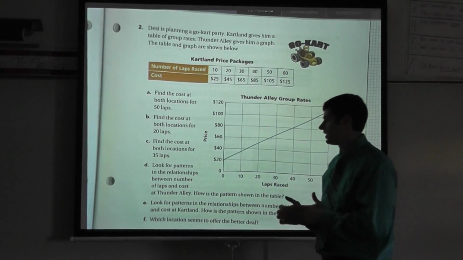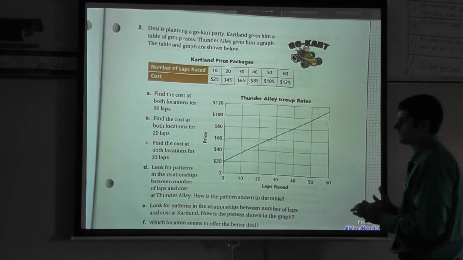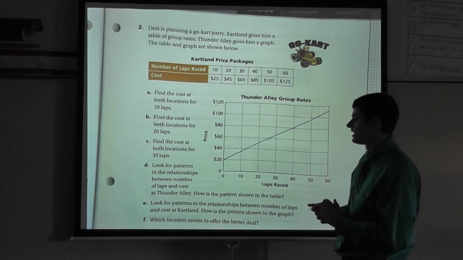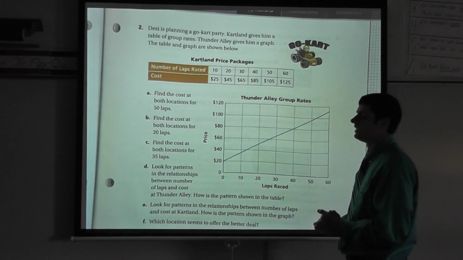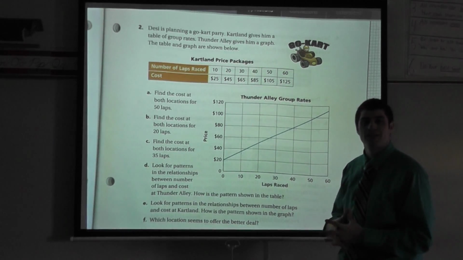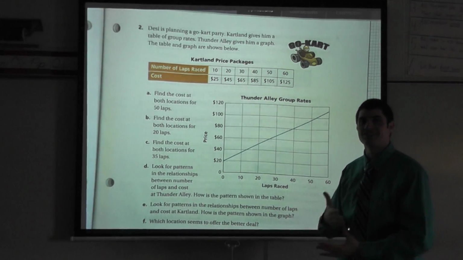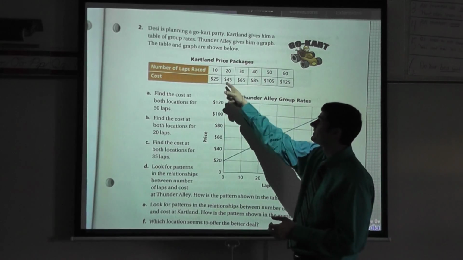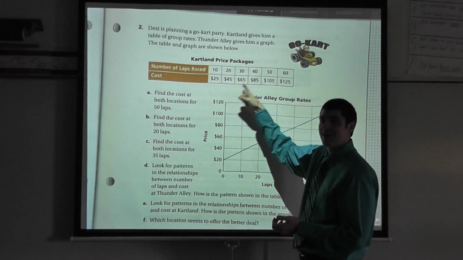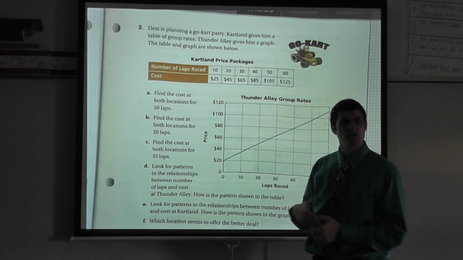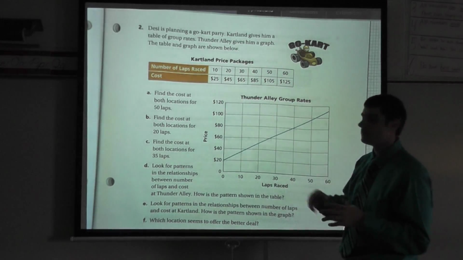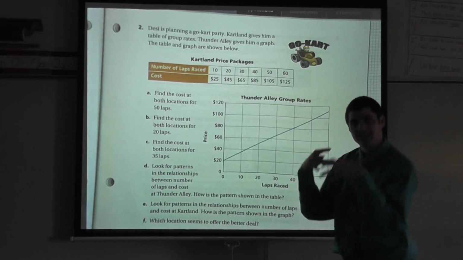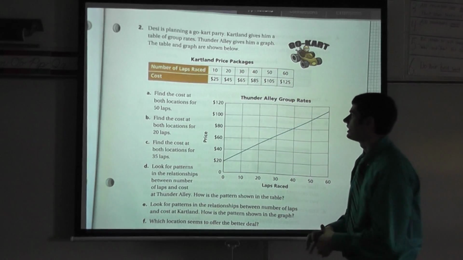Alright, question D. Look for patterns in the relationships between the number of laps and cost at Thunder Alley. How is the pattern shown in the table? Now, don't give me that first or second grade type of response and say, well, I notice the more laps you do, the higher the price goes. Well, we kind of know that. That's a base level, an easier way to look at it. But let's dig deeper. Let's get that 6th grade understanding here.